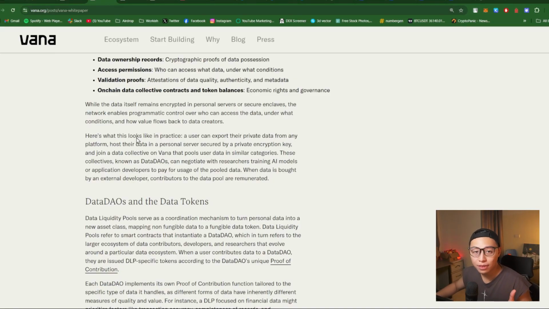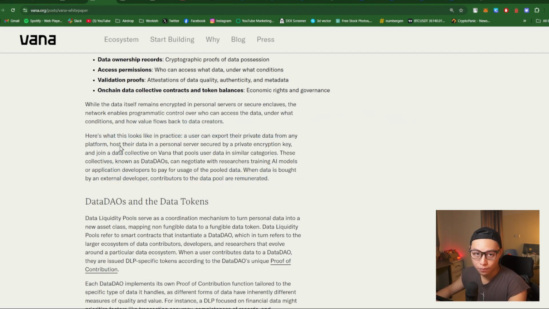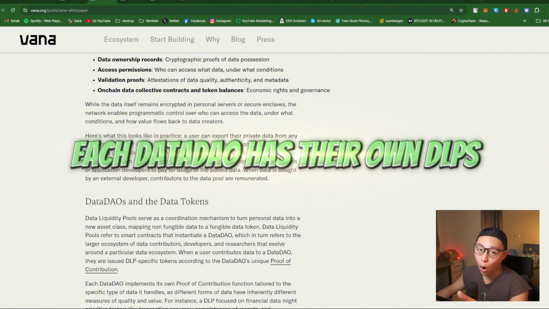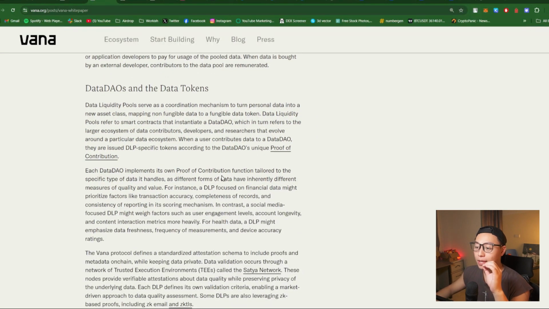Okay, so after everything goes through, the proposals and everything, the AI companies agree on giving us the incentives. How is the Reddit DAO going to distribute these rewards according to our contribution? What do we earn specifically? So each data DAO has their own DLPs, which is the data liquidity pool tokens. This is very important, but it's very easy to understand. If you've been in DeFi, you would understand what a liquidity pool token is.